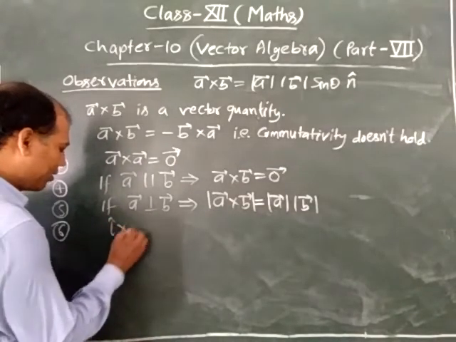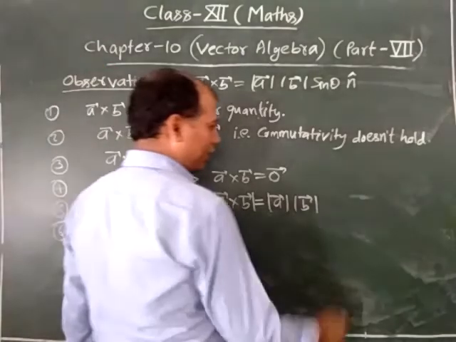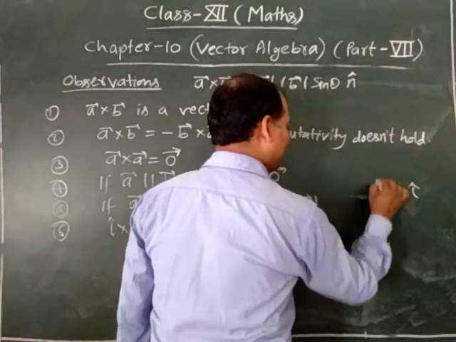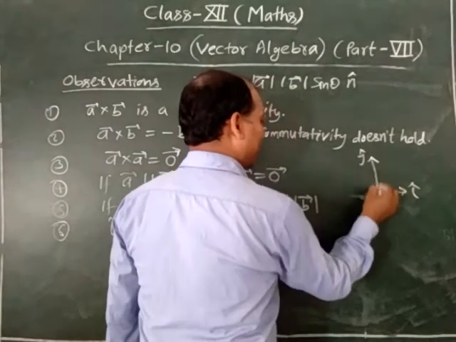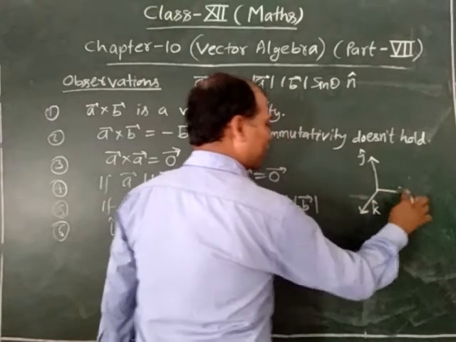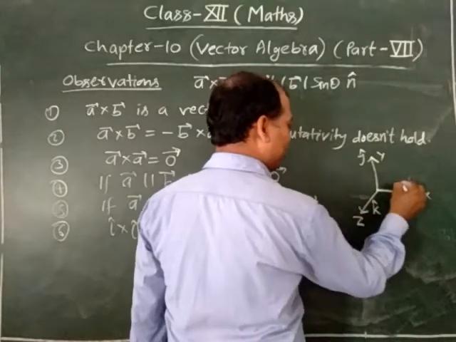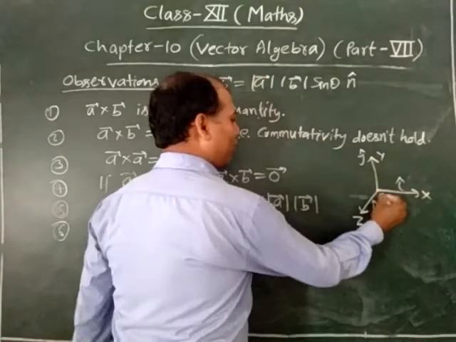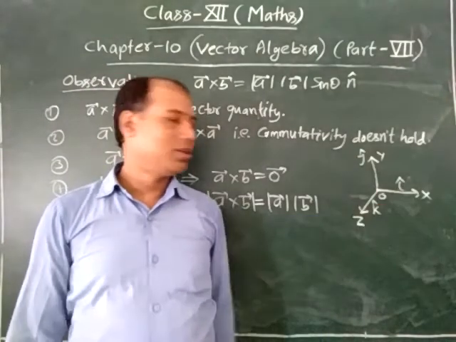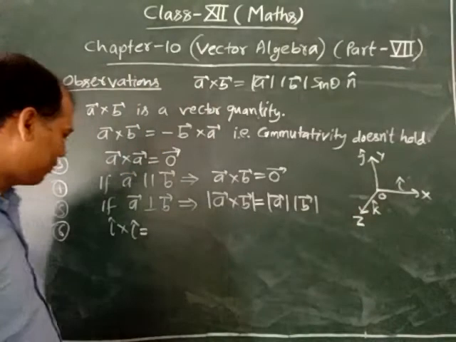Now the next observation is I cross I. What is the value of I cross I? All of you know that i, j, k are unit vectors along the x-axis, y-axis and z-axis. This is x-axis, this is y-axis, this is z-axis. So i is the unit vector along the x-axis, j is along the y-axis and k is the unit vector along the z-axis, which are mutually perpendicular to each other.